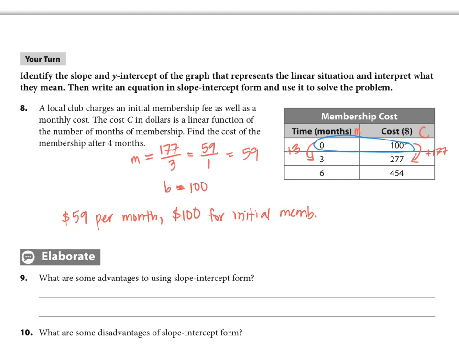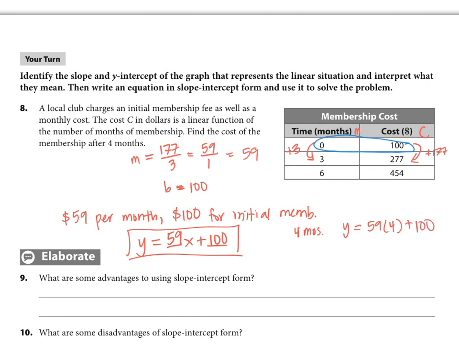Now let's go ahead and write the equation. The equation is y equals mx plus b. Notice I put the blanks there because that's all we have to plug in to figure out this linear equation. So our slope is 59. Our y-intercept is 100. And we are done. We have to also find the cost of the membership after 4 months. So 4 months means that y is going to equal 59 times 4 plus 100, and whatever that's equal to, I'll trust you to do that on your own, is going to be our answer or our cost after those 4 months.